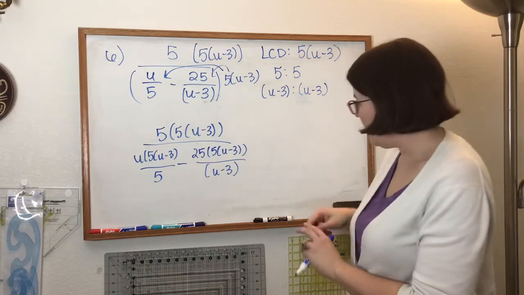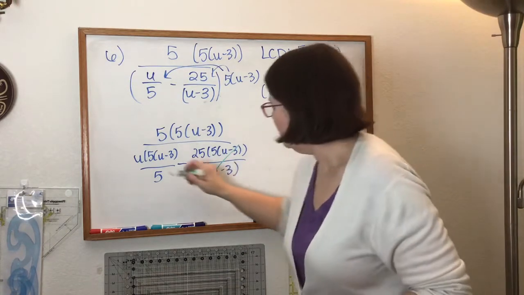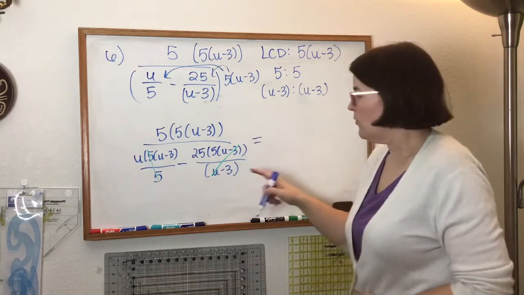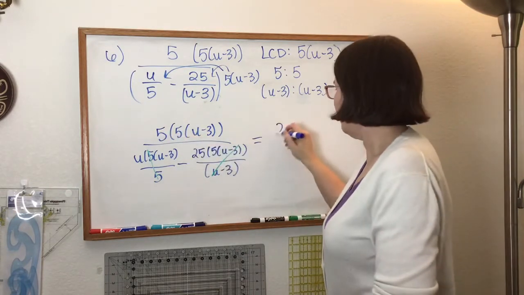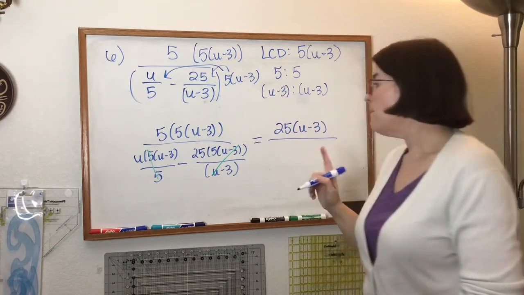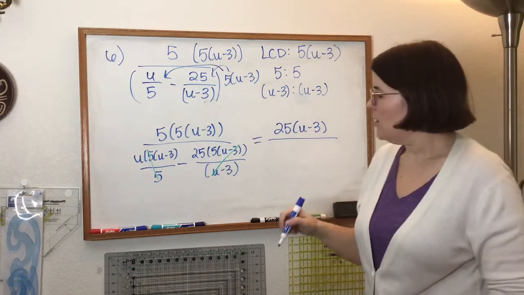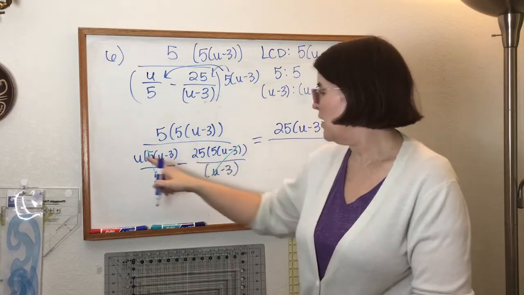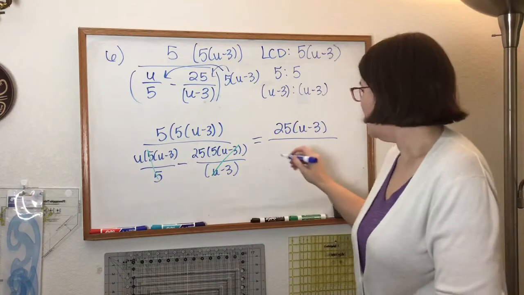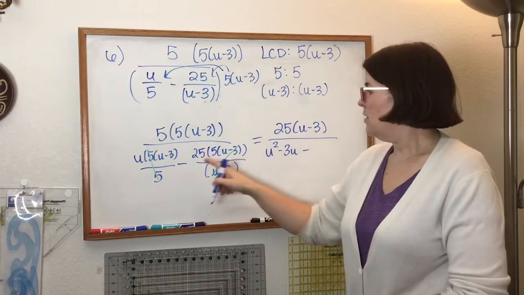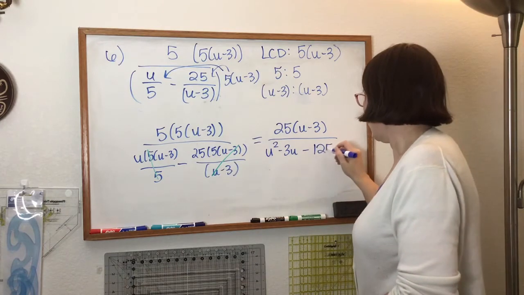So I'm going to come back in. The u minus 3s are going to reduce. The 5s are going to reduce. On top, I'm not going to get real complicated. 5 times 5 is just 25 times u minus 3. Now on the bottom, I have to be a little more careful because this u is going to multiply in. I'm going to get u squared minus 3u minus 25 times 5 is 125.